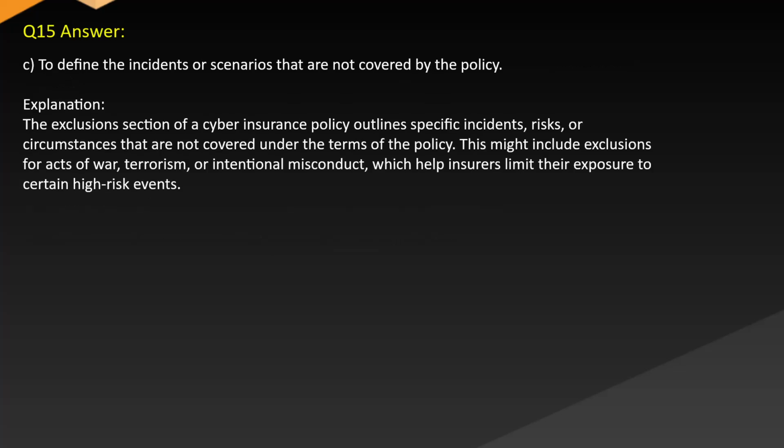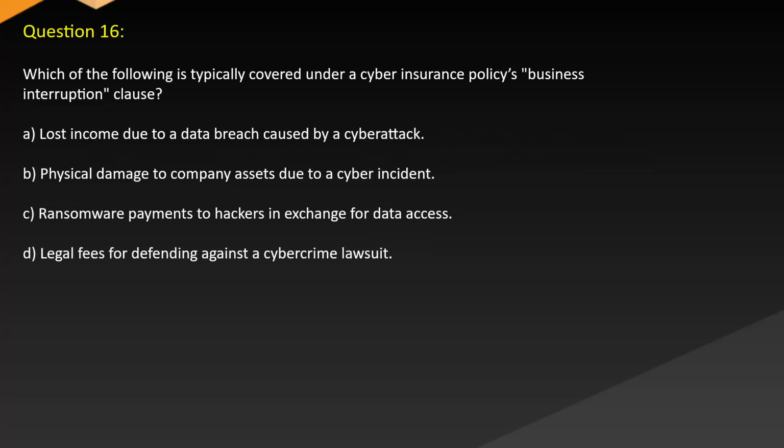Answer C. To define the incidents or scenarios that are not covered by the policy. Explanation: the exclusions section of a cyber insurance policy outlines specific incidents, risks, or circumstances that are not covered under the terms of the policy. This might include exclusions for acts of war, terrorism, or intentional misconduct, which help insurers limit their exposure to certain high-risk events.